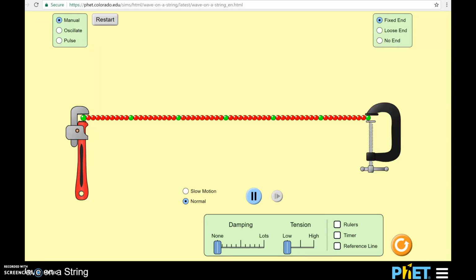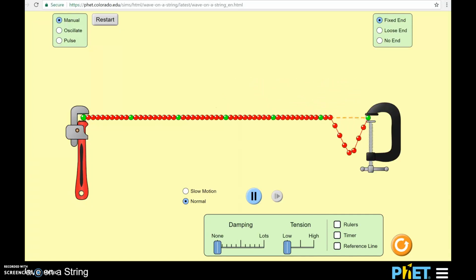Instead, now we're going to clamp the end down. So if I make a wave, what's going to happen when it reaches the end? Go ahead and make a prediction. What's going to happen? The wave reflects back. But look, it flipped. See how it flipped? And look, this end is locked down. And again, the wave flips and it reflects.